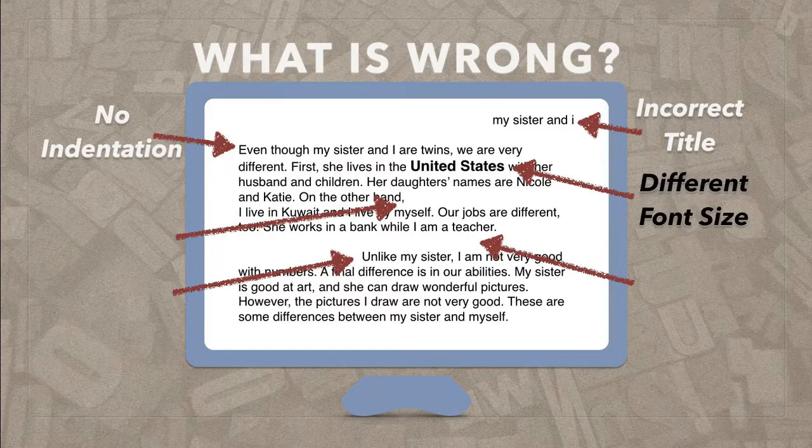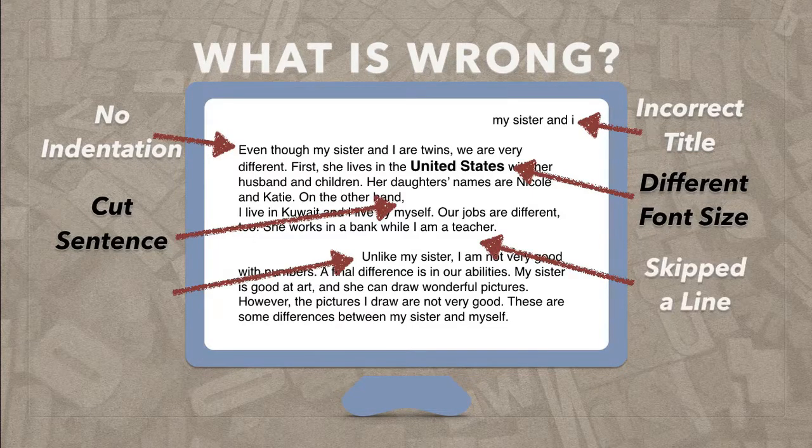Third, there's different sized font here. Everything is the same size except here. Why did the writer do that? I have no idea, but some people make this strange mistake. Fourth, the writer has cut a sentence in half. I don't know why either. Here we have on the other hand, comma, and then the rest is on the next line. Of course, you shouldn't do that.